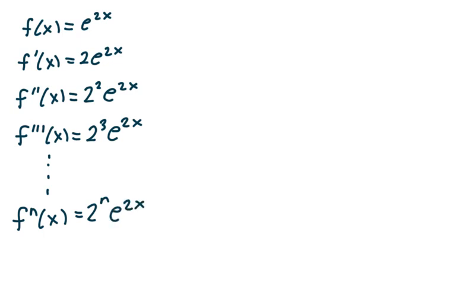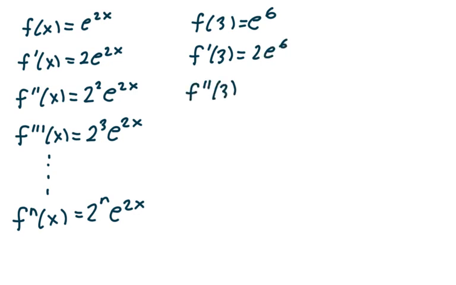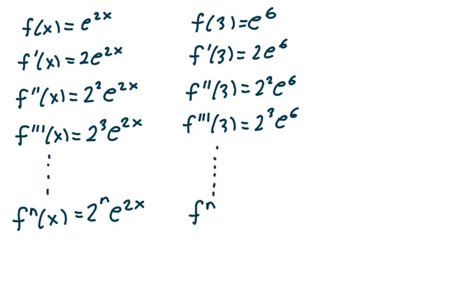Now, from here, I need to evaluate f of 3. Well, that's e to the 6. F prime of 3 is 2e to the 6th. F double prime of 3 is 2 squared e to the 6th. F triple prime of 3 is 2 cubed e to the 6th. And I want to keep going in that pattern. And when I look at the nth derivative of f evaluated at 3, this is 2 to the n e to the 6th. And it just keeps going from there.